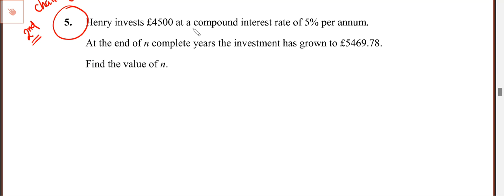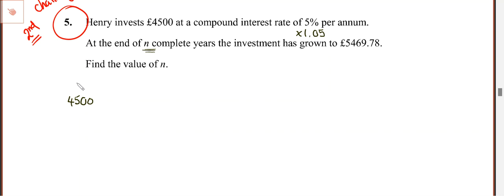So, Henry invests 4,500. With the interest rate, it's a times what? The times 1.05. At the end of n years. So what are we being asked to work out? How many years? So basically what we're doing is this.